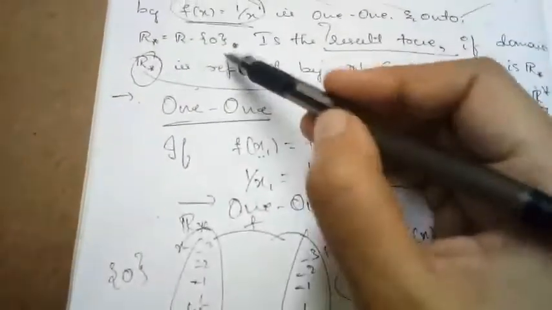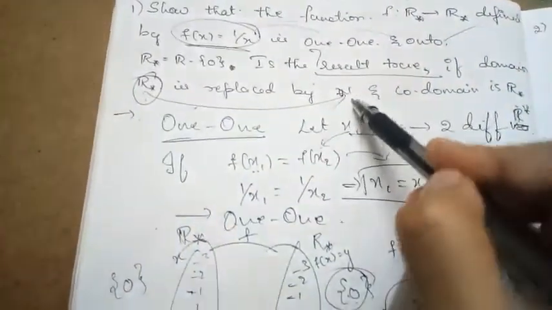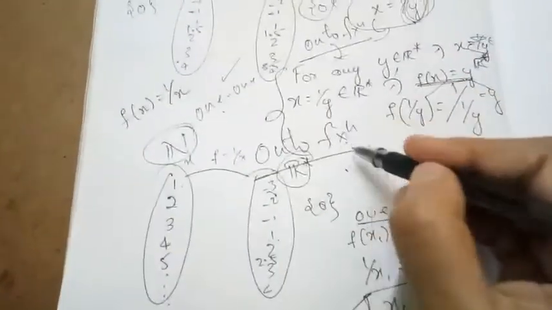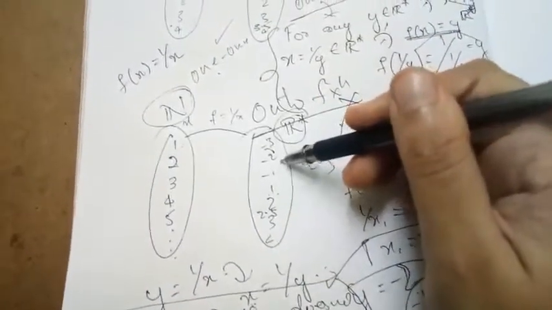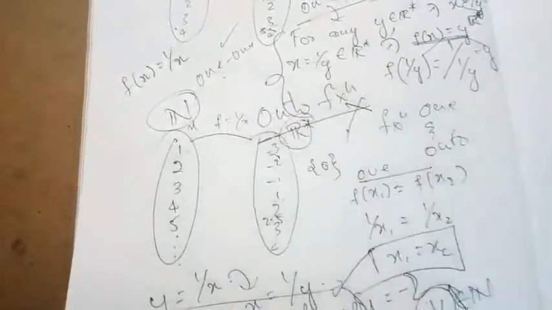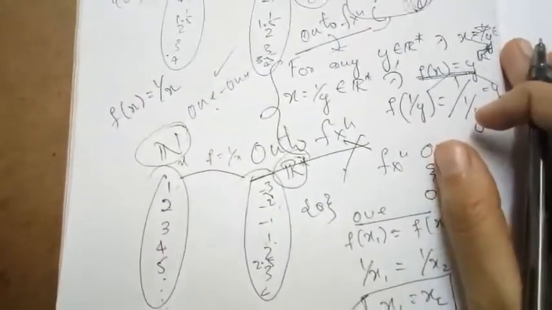So when our domain, that is R star, is changed to the set of natural numbers, it is a 1-1 function, but it is not an onto function, because there will be certain elements present in the codomain that are not at all the image of any element in the domain. So this is how we are solving the question. This is regarding the first question.